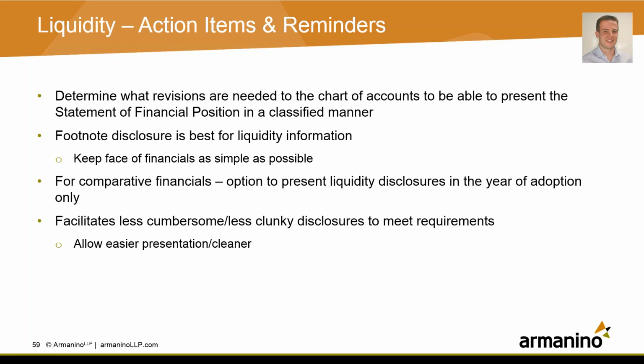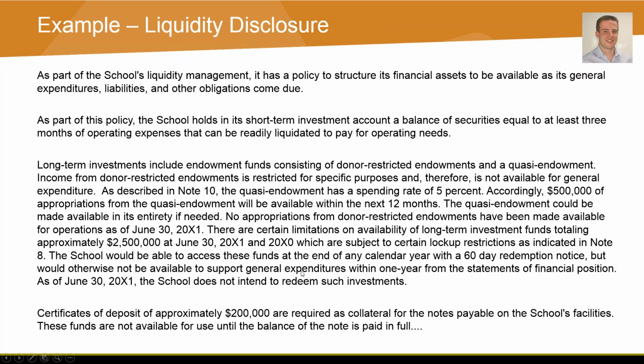We're suggesting this may be something you want to look at because it might more easily facilitate this liquidity disclosure, knowing exactly what your current assets and current liabilities are, and it may more easily map into this footnote. Again, keep this kind of information in the footnotes rather than on the face of the financials. This is one of the ones that you do not have to present comparative information for in the year of adoption. So if you're adopting June 30 of 19, you don't have to discuss your liquidity position from 2018 in the comparative financial statement. If we skip on to the next slide, we'll start looking at an example of how this might look.